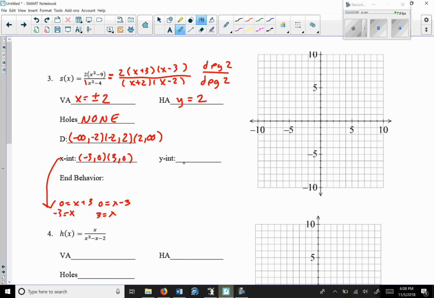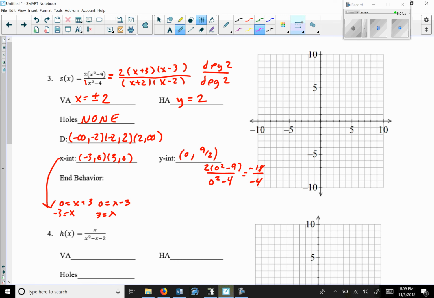My y-intercept, we plug 0 in for x and solve. So when I do that, I get 2 times 0 squared minus 9 over 0 squared minus 4. So in this case, 0 squared is 0, minus 9 is -9. So -9 times 2 is -18 over -4, which reduces into 9/2. So my y-intercept would be (0, 9/2).